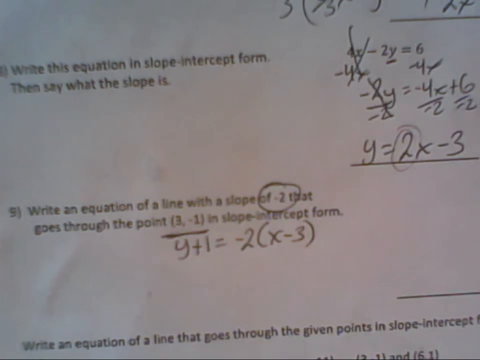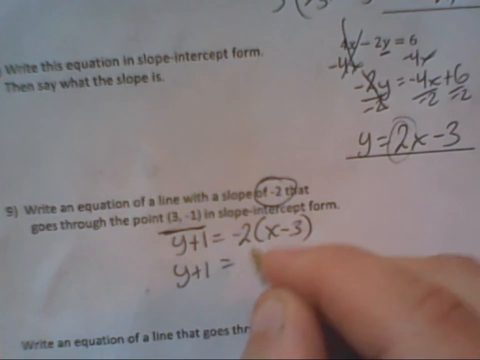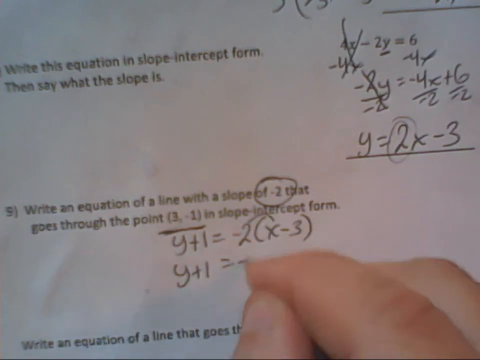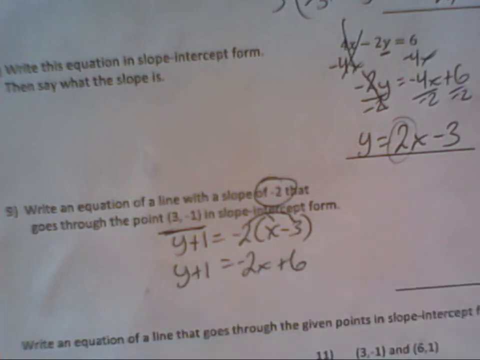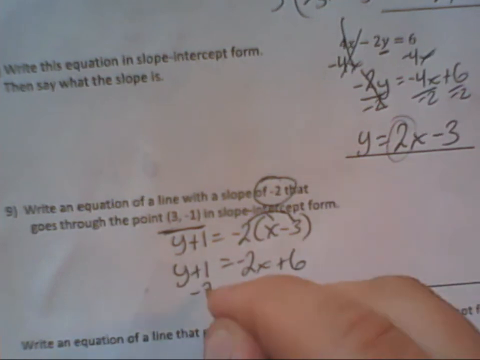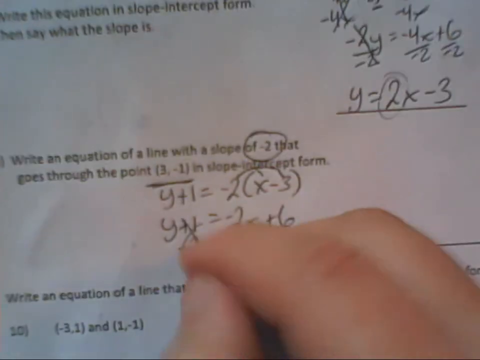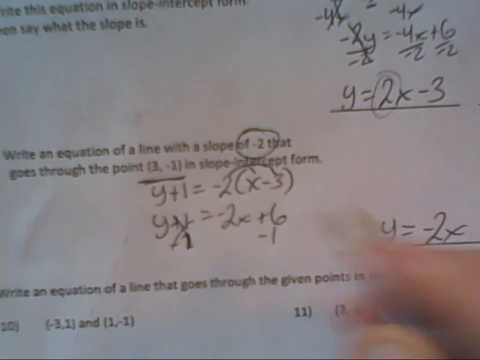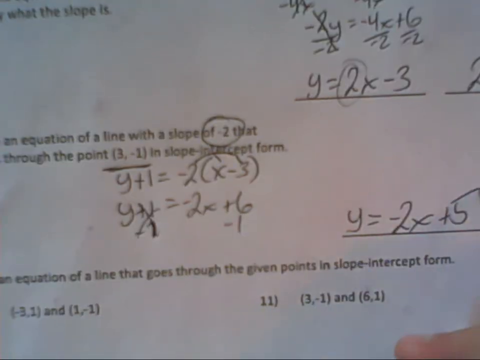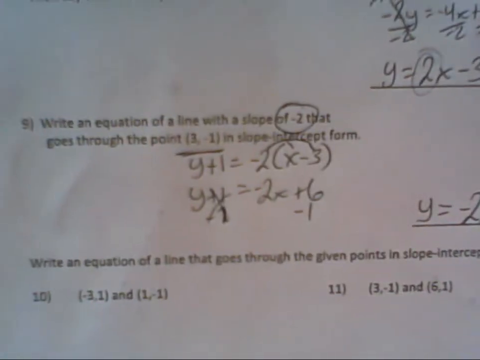And x1 is 3. So I'm going to distribute. I'll have y plus 1 equals, if I distribute, negative 2 times x is negative 2x. Negative 2 times negative 3 is positive 6. Then if I subtract 1 from both sides, then I'll have y equals negative 2x, and 6 minus 1 is 5. And that's what you should have for number 9.